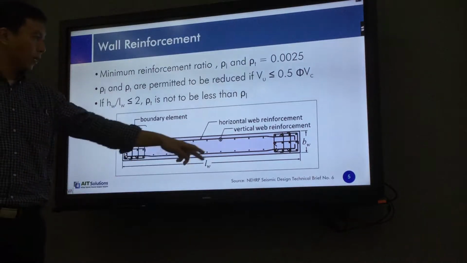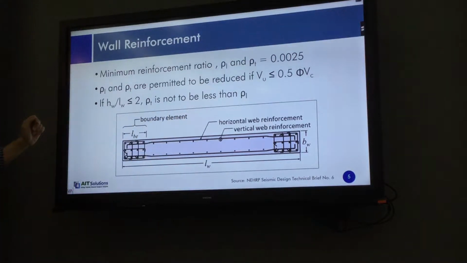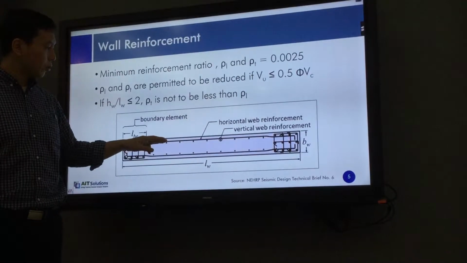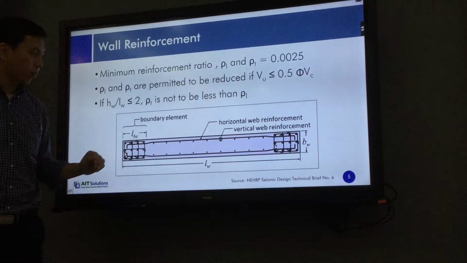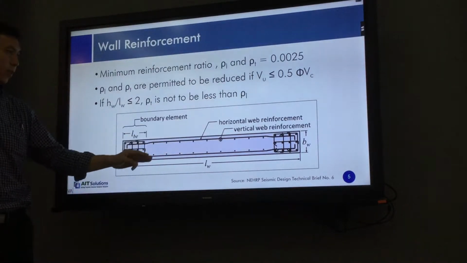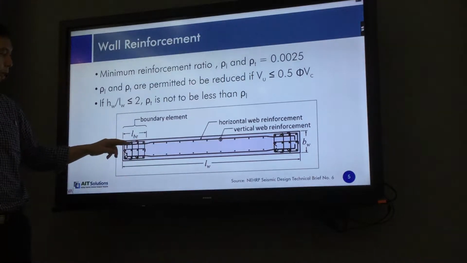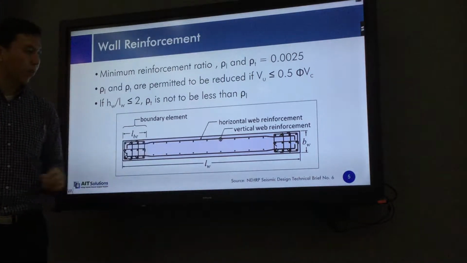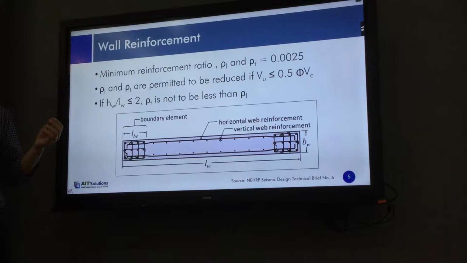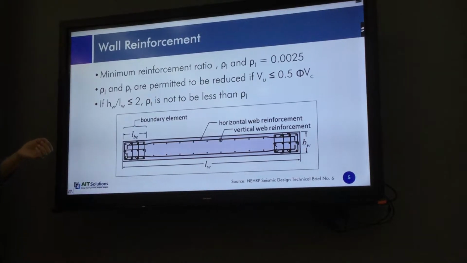Here, this is the typical layout of the shear wall. At the ends, we use the boundary elements with large vertical reinforcement and also confinement. And in the middle, we normally use the minimum vertical reinforcement, and also we have to provide the horizontal reinforcement to resist the shear.